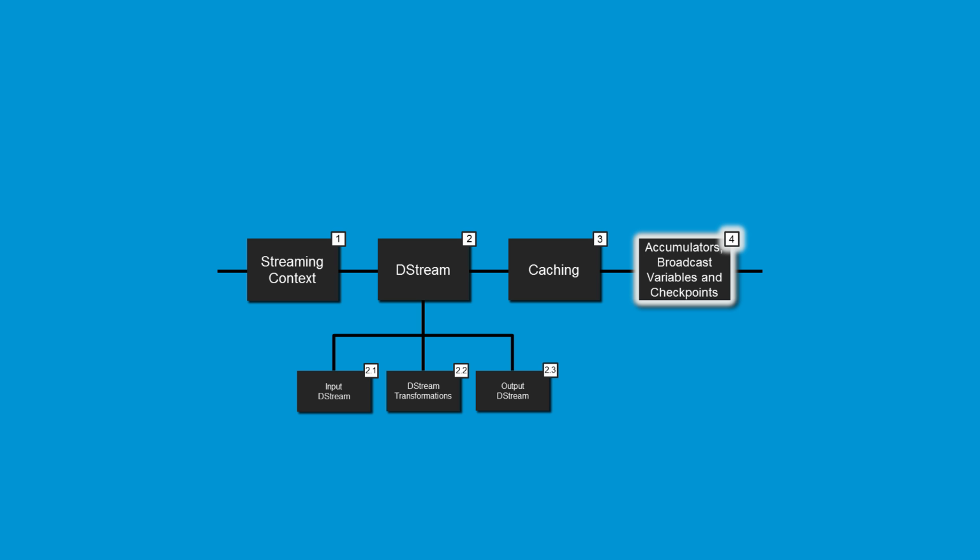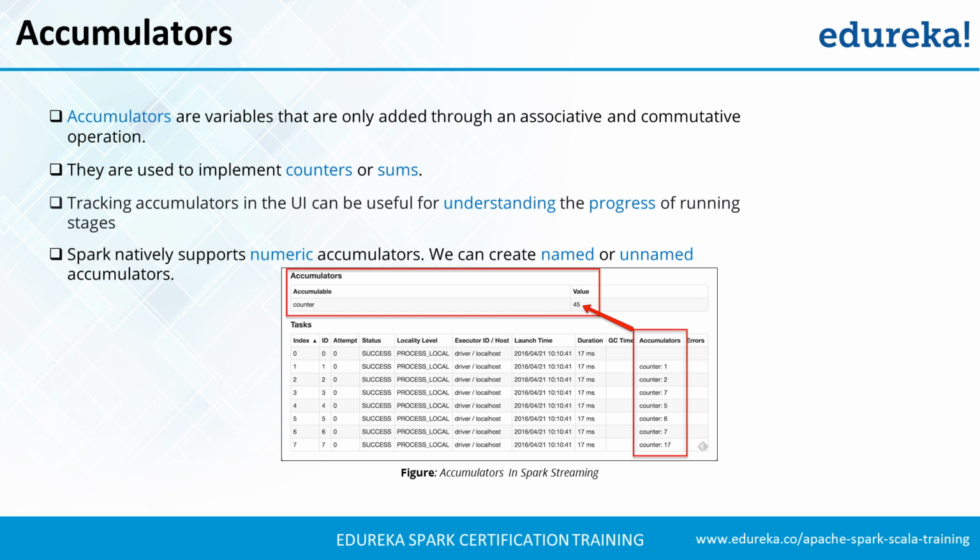Let's understand accumulators, broadcast variables, and checkpoints. These are mostly for the performance part, and they help you with performance. Accumulators are variables that are only added to through an associative and commutative operation. Usually, if you are coming from a Hadoop background and have done any MapReduce programming, you must have seen something about counters, right?